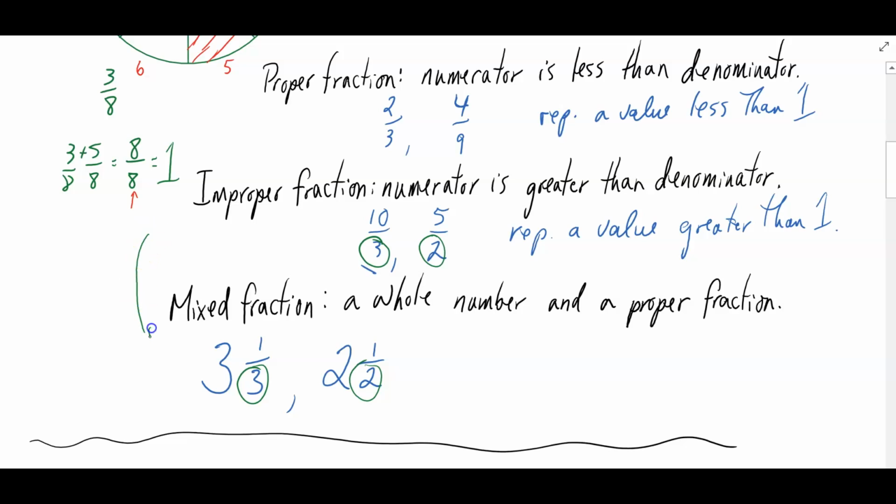So we looked at going in this direction. If you want to go back, you would do 3 times 3 plus 1 to get the new numerator. 3 times 3 is 9. Add 1, we get 10. Keep the same denominator, 10/3. With the other one, 2 times 2 plus 1. 2 times 2 is 4, plus 1 is 5. 5 halves. And these represent a value greater than 1 as well. It's just another way to express an improper fraction.